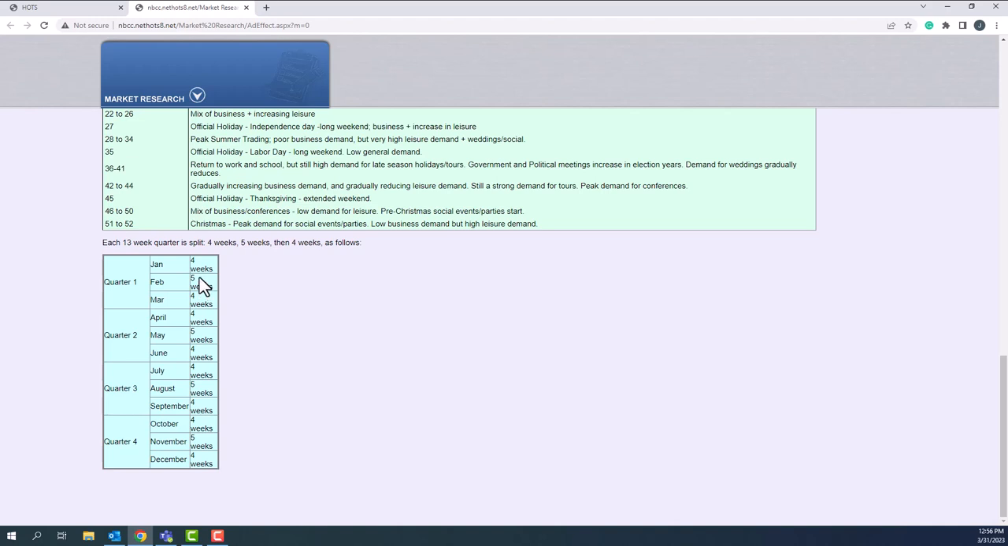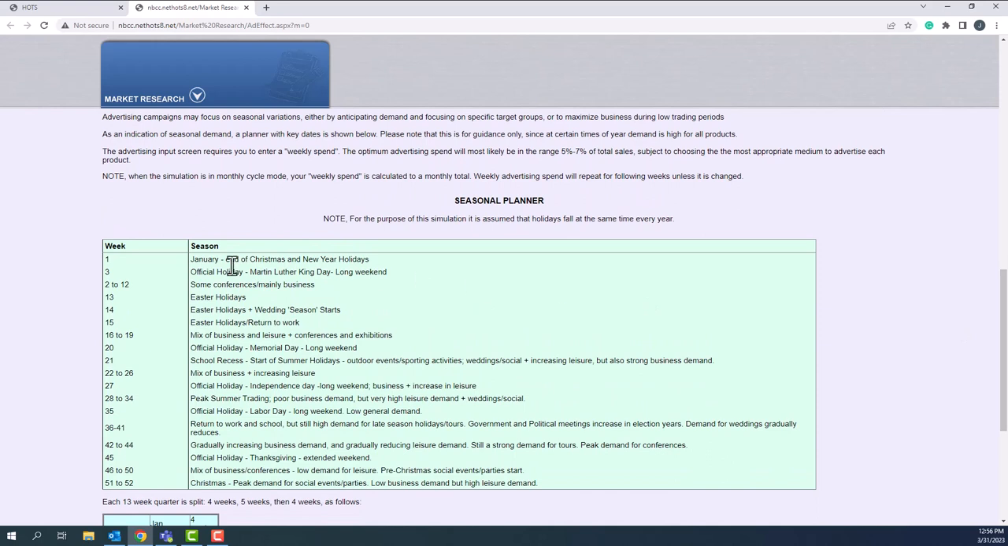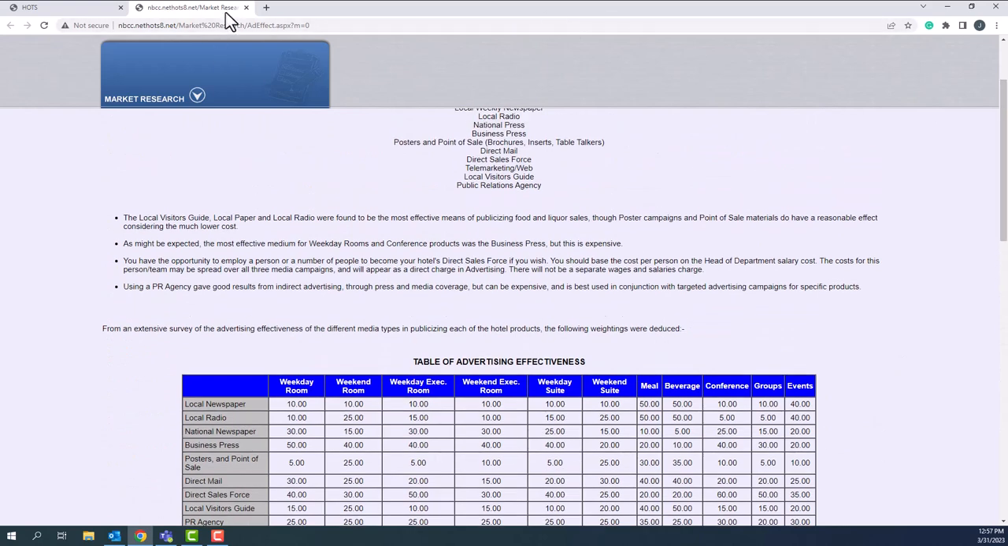Every quarter follows the same category: 4 weeks, 5 weeks, 4 weeks. 4 weeks, 5 weeks, 4 weeks. So pay attention to that when you're looking at how numbers are looking, because there is a 5-week month in each quarter. This seasonal planner reflects the whole year and what generally happens in the market. And again, that is one of those pieces of information that could change.